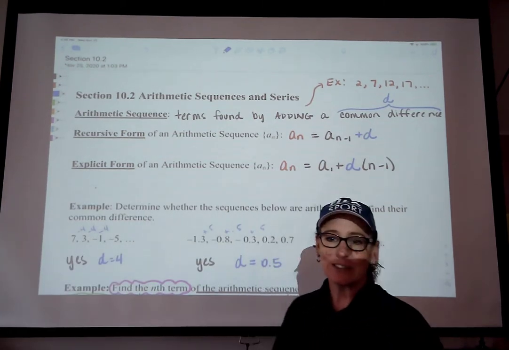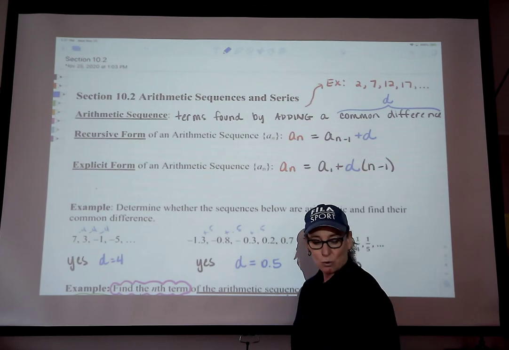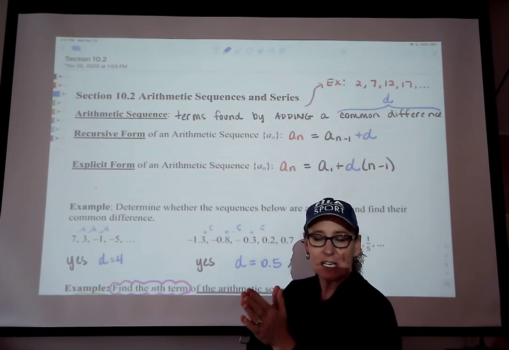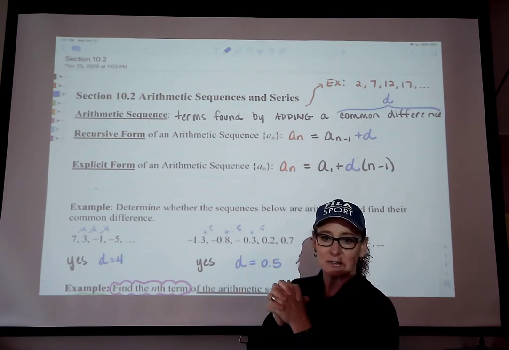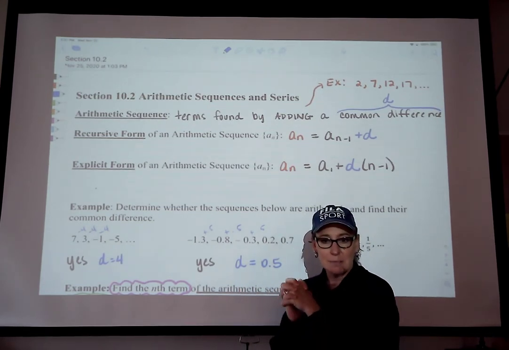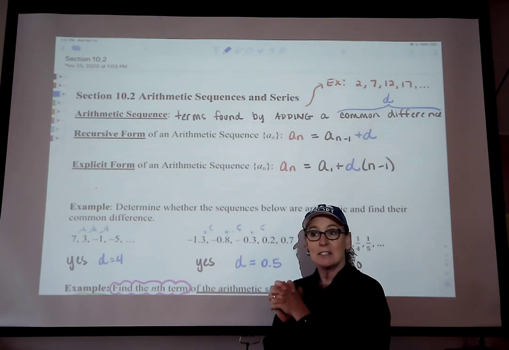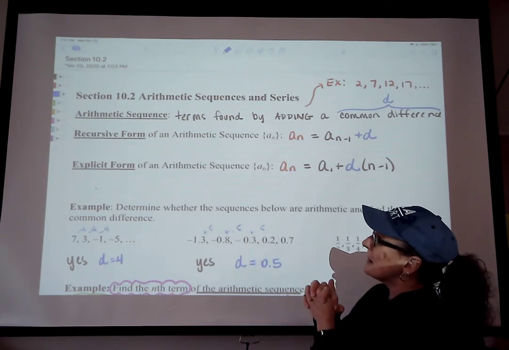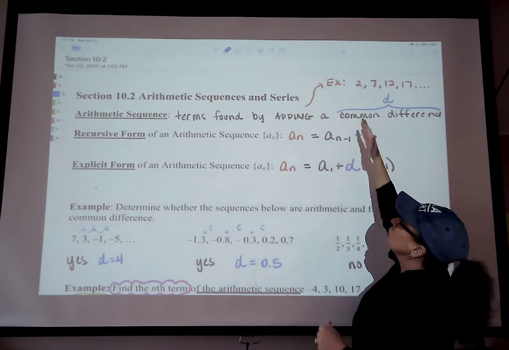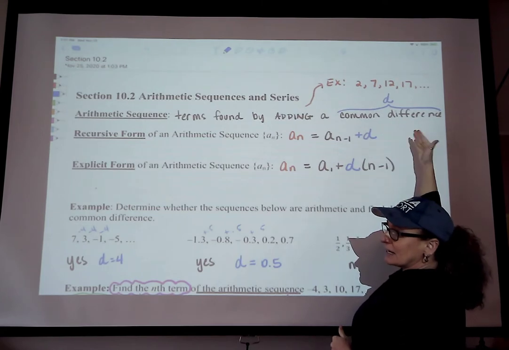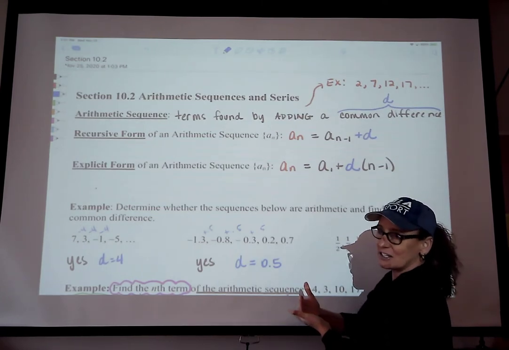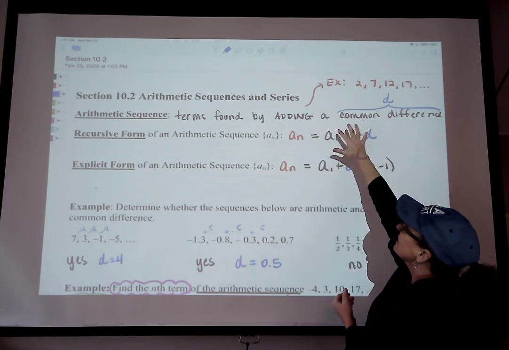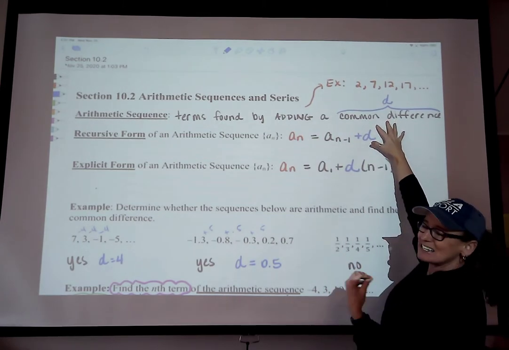Hey guys, these are your notes for section 10.2, and we'll be looking specifically at one type of sequence in this section. It's called an arithmetic sequence. It's spelled like arithmetic, but in this context, it's pronounced arithmetic. An arithmetic sequence is when you get each next term by adding a constant number to the term before it. So an arithmetic sequence is found by adding a common difference each time.